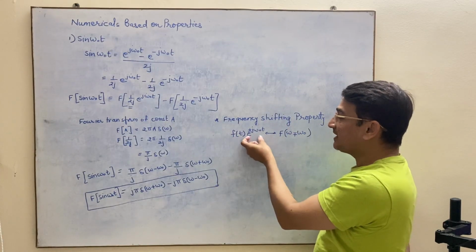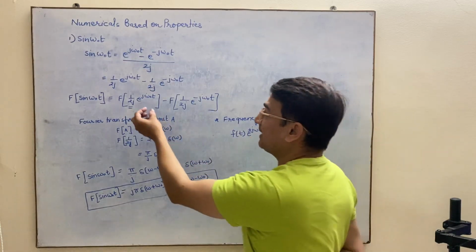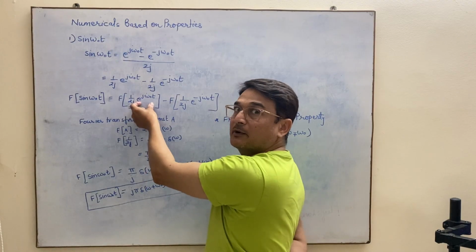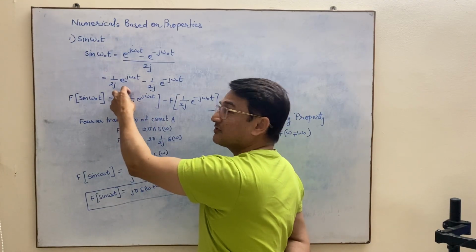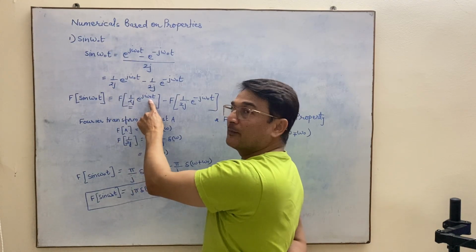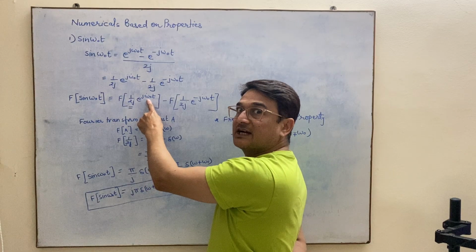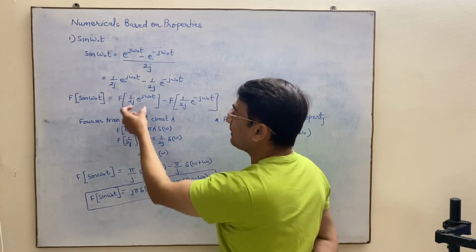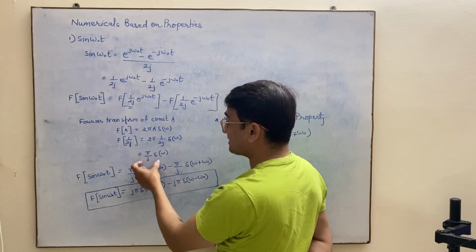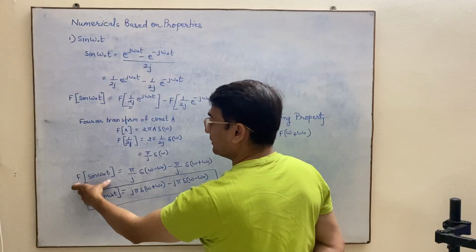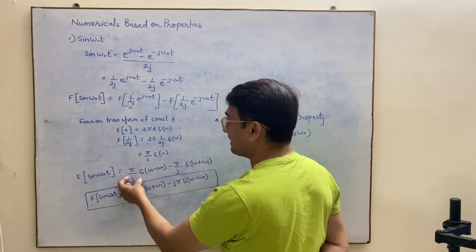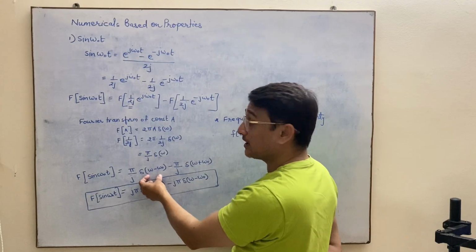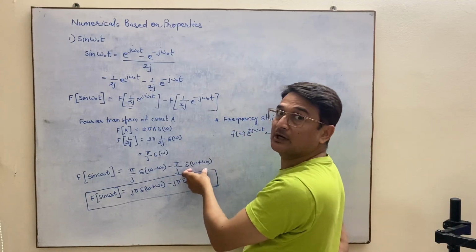So if f(t) is multiplied with e to the power j omega naught t, here 1 by 2j can be considered as f(t), multiplied with e to the power j omega naught t. Whatever the Fourier transform of this is, it will be shifted by omega minus omega naught with a negative sign in this part and with a positive sign in this part. We have already calculated the Fourier transform of 1 by 2j, which is pi by j delta omega. So the Fourier transform of sin omega naught t will be pi by j delta omega minus omega naught, and here delta omega plus omega naught, shifted with the negative and positive signs respectively.